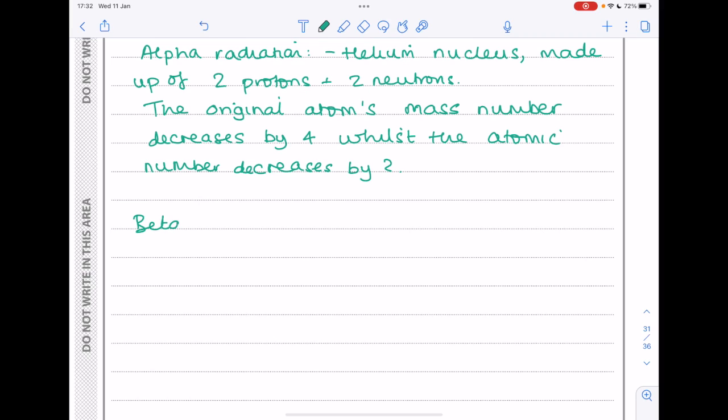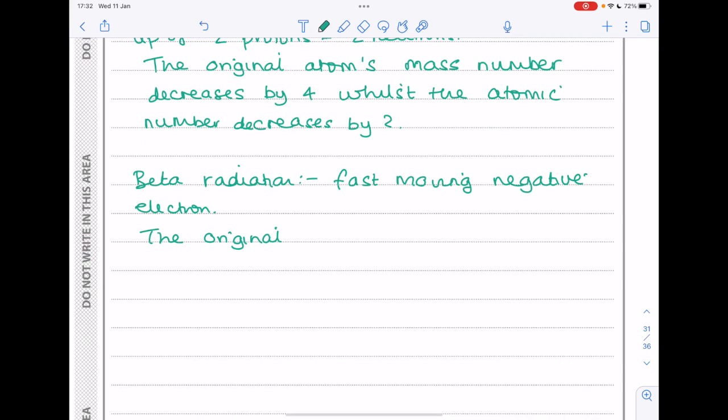What about beta radiation? Beta radiation is actually a fast-moving electron, which is negatively charged. What happens to the atom? The original atom's mass number stays the same, whilst the atomic number increases by 1.